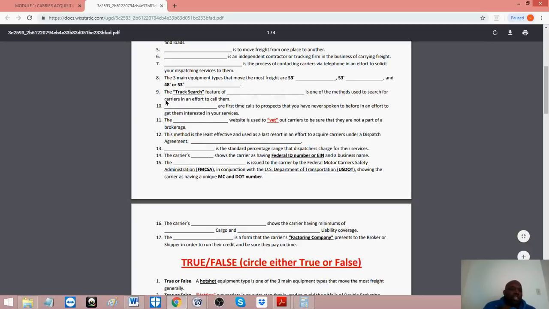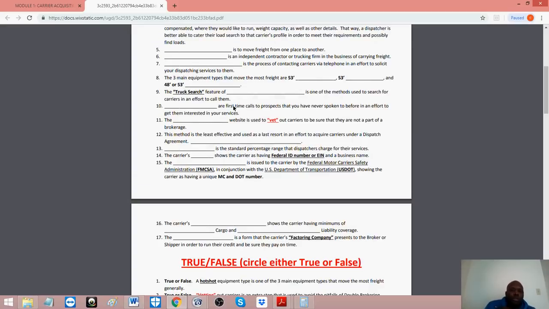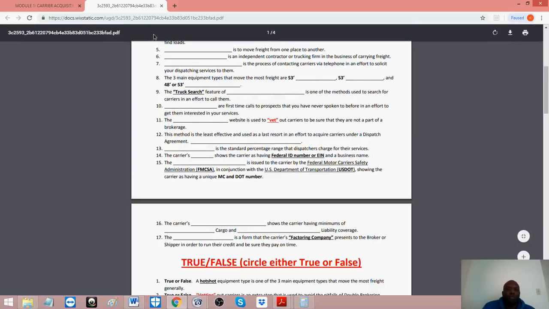No one has an answer for number 10? First time, when you call a carrier for the first time and try to get them on an agreement, what are you doing when you're calling them? It's the same answer for number 7. The process of contacting carriers via phone in an effort to solicit your dispatching service. Cold calls. There you go. Okay, there you go.